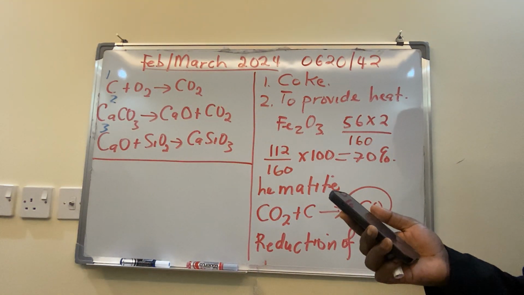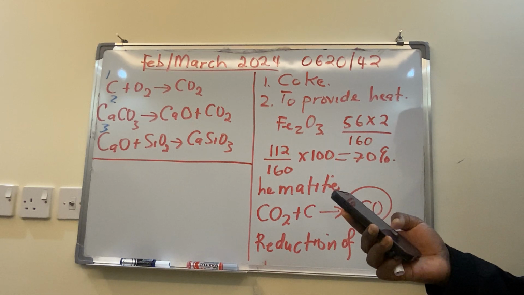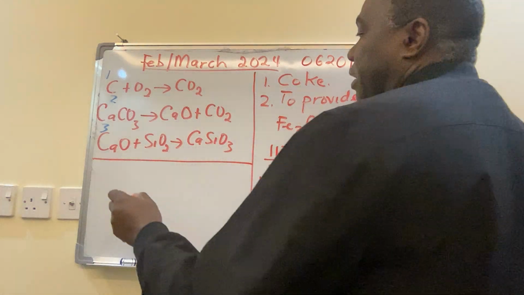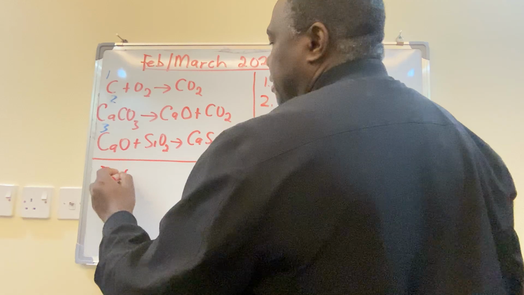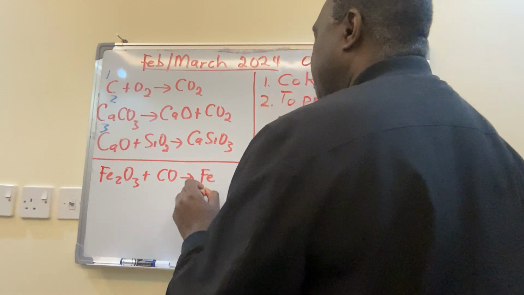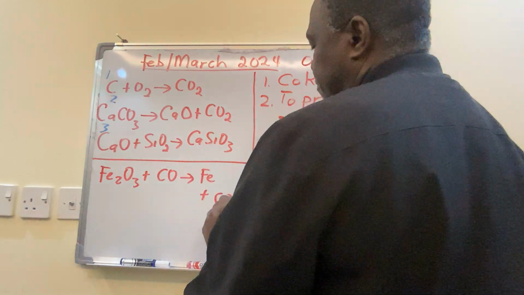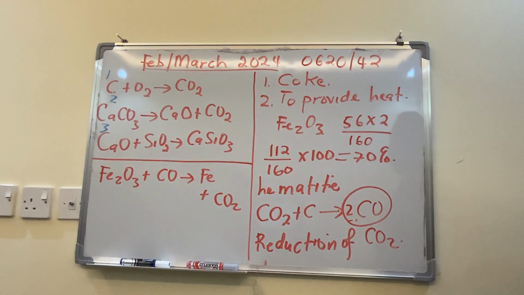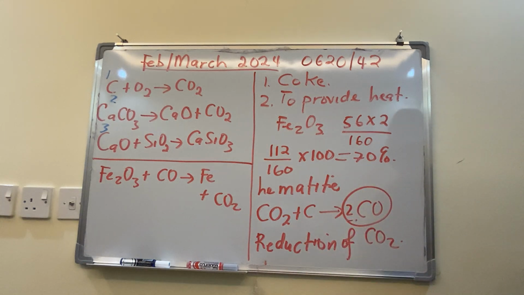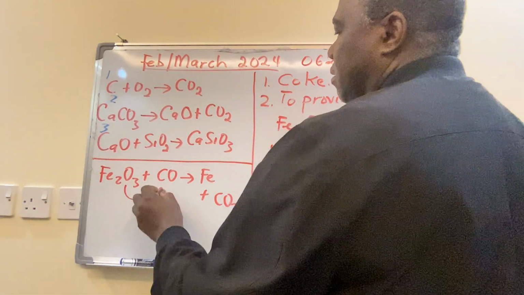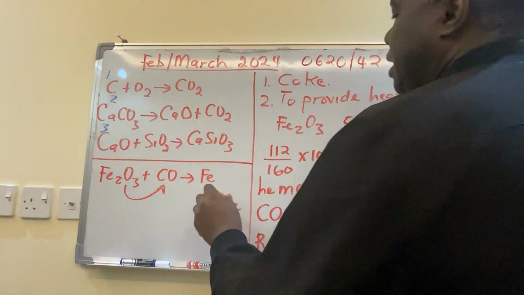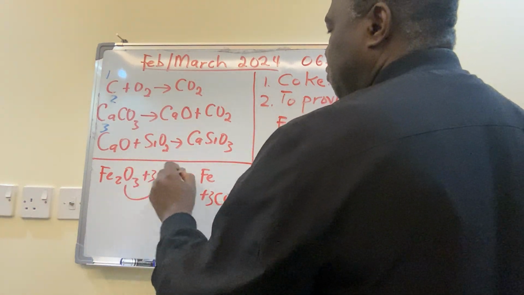It says, write the symbol equation to show the reaction that occurs when iron(III) oxide is converted to iron in the blast furnace. We start off with our iron(III) oxide. It reacts with carbon monoxide, and we form iron plus carbon dioxide. Our carbon monoxide gains an atom of oxygen, and we end up with carbon dioxide. You need to remember to balance your equation.